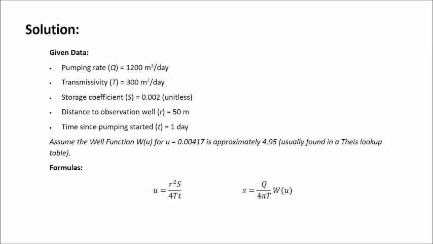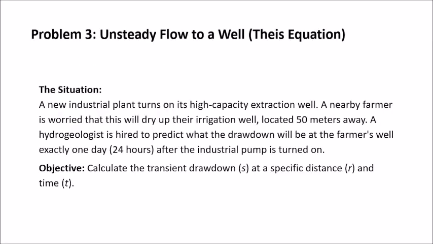To find W of u, we first must calculate the dimensionless parameter u, which equals r squared times S divided by 4Tt. Once u is calculated, we look up the corresponding well function value in a standard hydrogeological table. For unconfined and semi-confined aquifers, we rely on modified models like Boulton, Neuman, or the Hantush solution to account for complex factors like delayed yield and leaky aquitards. Next slide. Let's have a sample problem for unsteady flow.